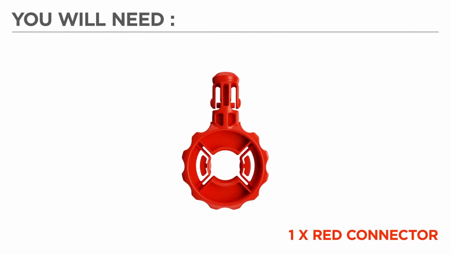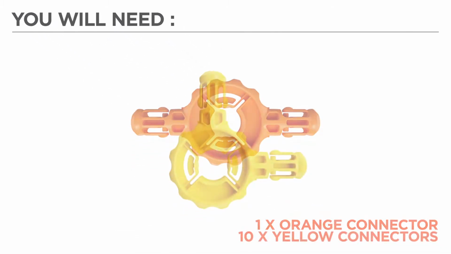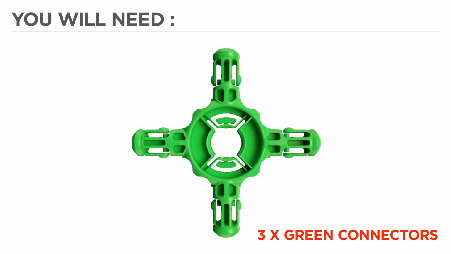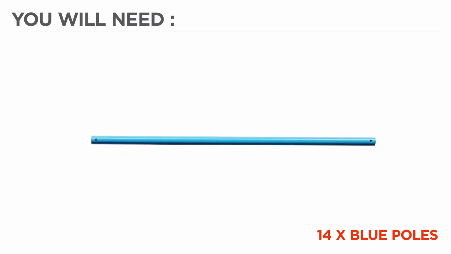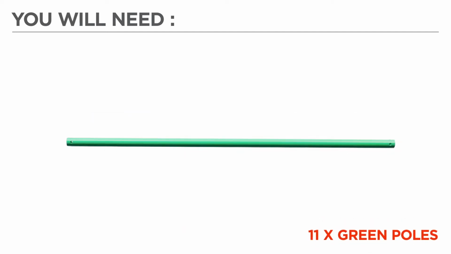Now before we begin, let's gather the color-coded parts needed for your build. One red connector, one orange connector, 10 yellow connectors, 3 green connectors, 6 blue connectors, 10 navy poles, 14 blue poles, 11 green poles, and one fabric cover.